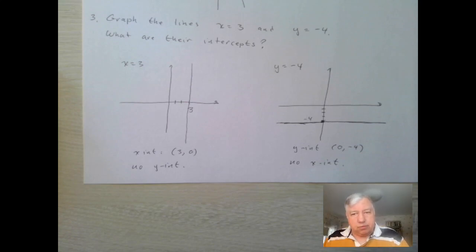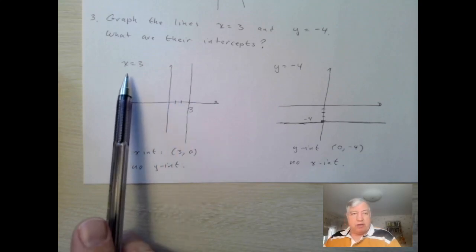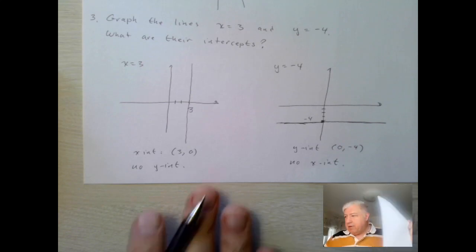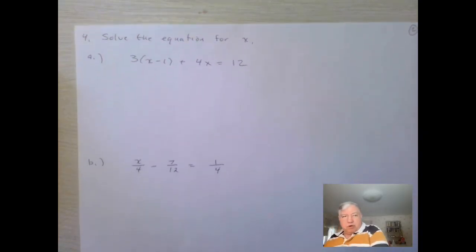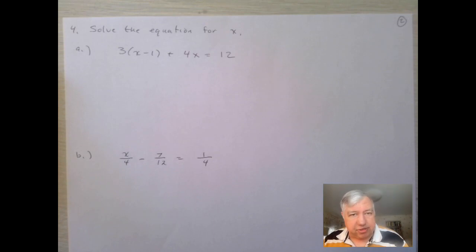All right. So we'll make sure you're very comfortable. Every vertical line can be given by x equals some number. Every horizontal line can be given by y equals some number. Okay. On the next page, we're going to sharpen our algebra skills, and we're going to be showing how to solve linear equations in one variable.